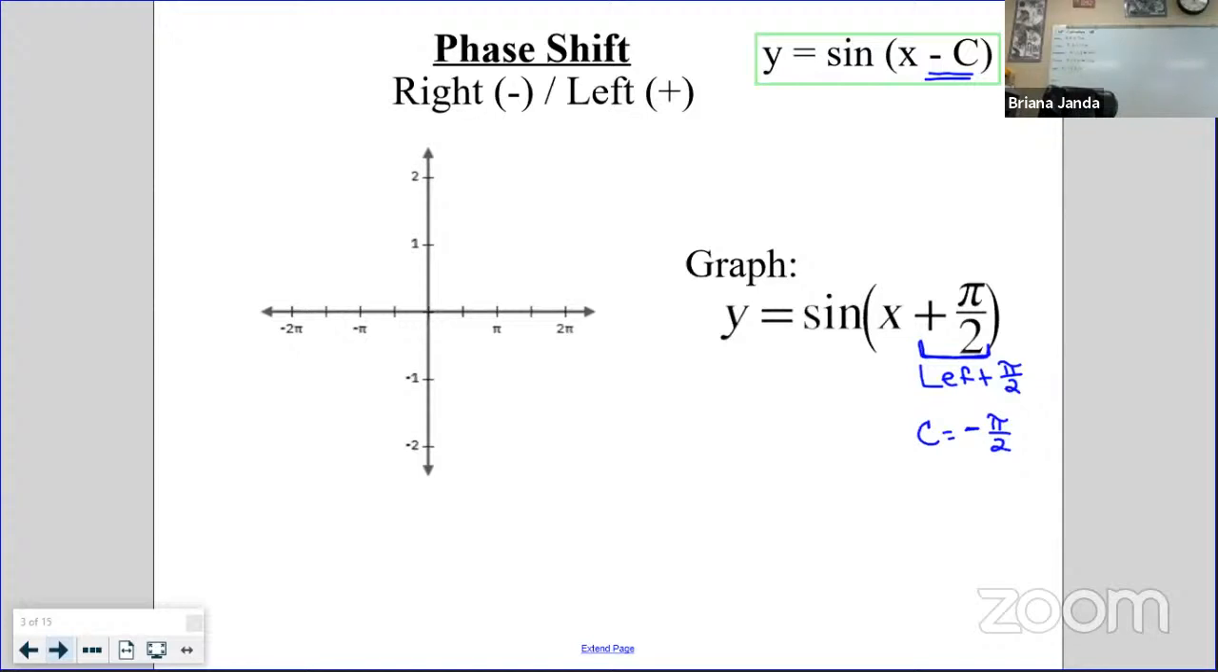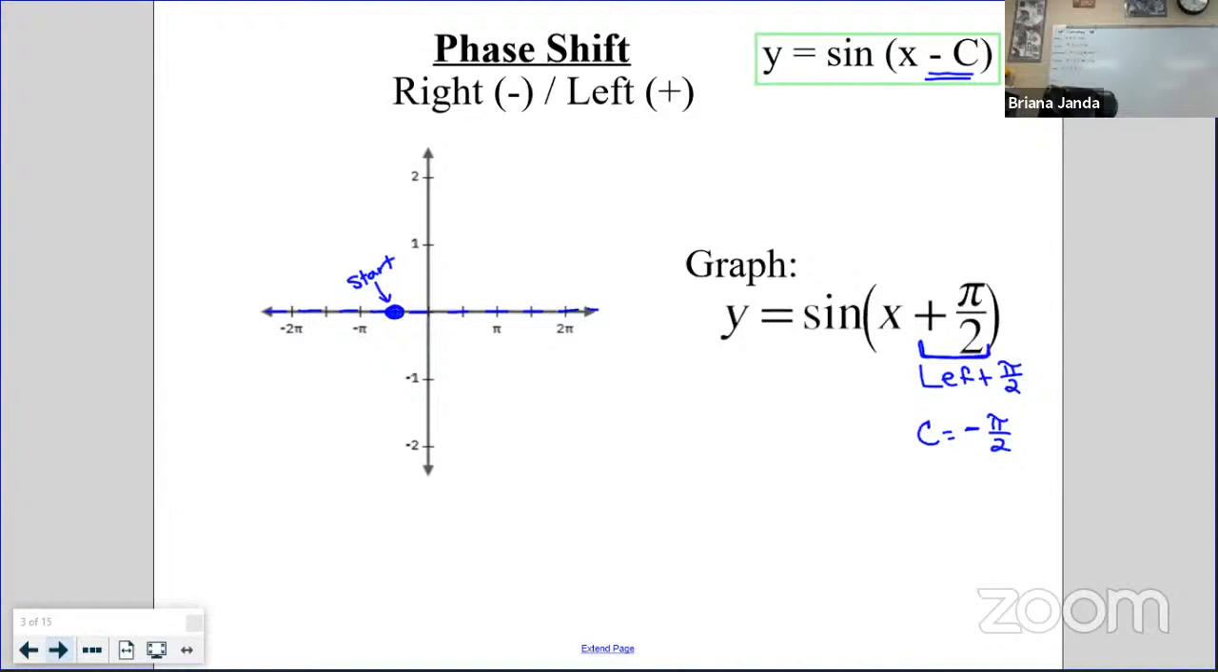Okay. So moving that then to our picture, first of all, I would have my midline not moved because we don't have a vertical shift on this one. Normally, sine would have started at my y-axis on my midline. But because of our left pi over 2, instead of starting at my y-axis, I would put that dot on my midline to the left pi over 2. Here's negative pi, here's pi over 2. That would be my starting dot instead of at the origin.